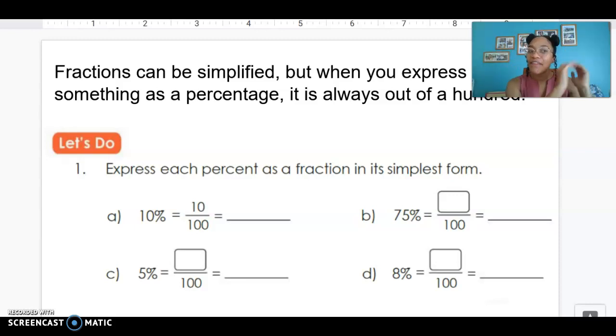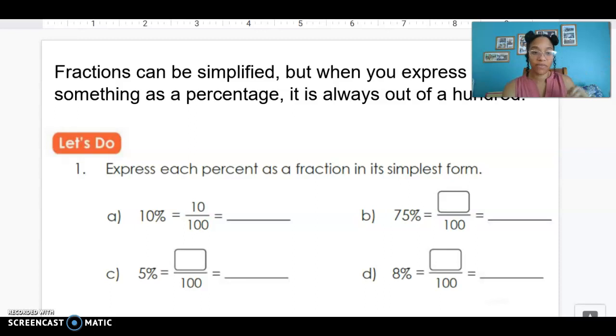75% is the same as 75 out of 100. The factors of 75 are many, but the biggest ones are 75, then we can't divide by 2, but we could divide by 3, and 25. 100 is not divisible by 75, but we can divide it by 25. So let's divide 75 and 100 by 25 to find the simplest form.